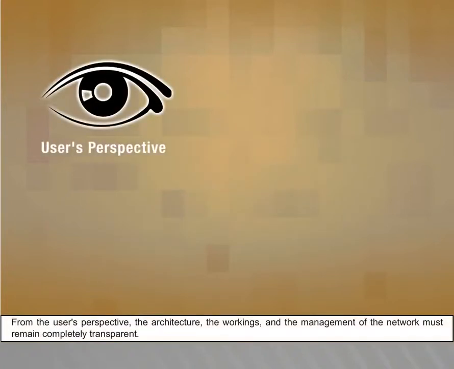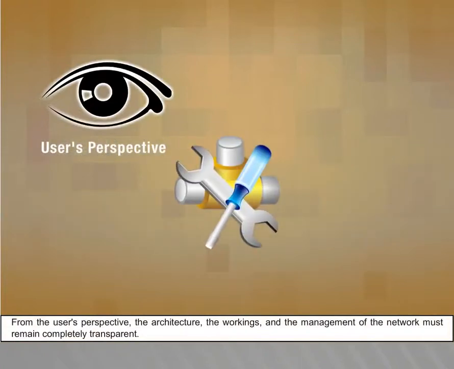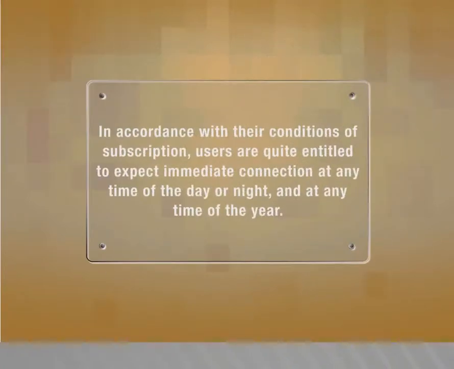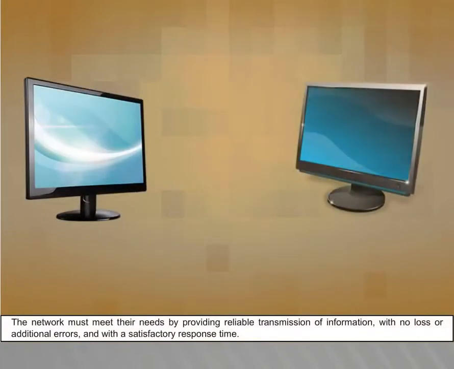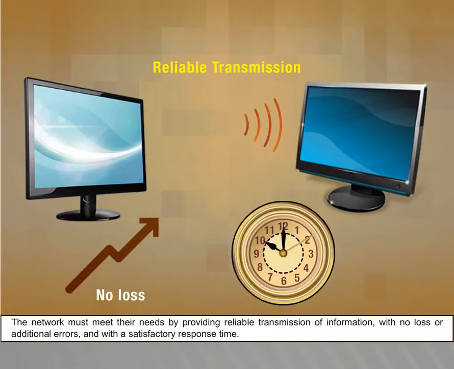From the user's perspective, the architecture, the workings, and the management of the network must remain completely transparent. In accordance with their conditions of subscription, users are quite entitled to expect immediate connection at any time of the day or night and at any time of the year. The network must meet their needs by providing reliable transmission of information with no loss or additional errors and with a satisfactory response time.